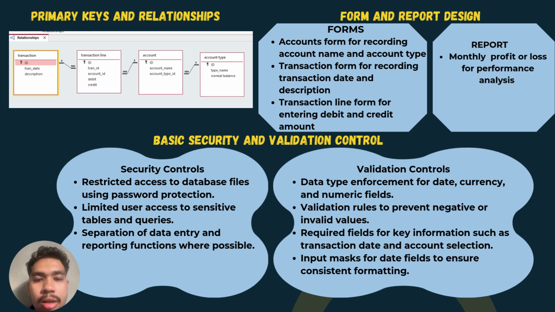Several forms are created to make data entry easier and more organized. There is an accounts form used to record account names and account types. A transaction form is used to record transaction dates and descriptions, while the transaction line form is used to enter debit and credit amounts. For reporting, the system generates a monthly profit or loss report, which helps management analyze financial performance effectively.